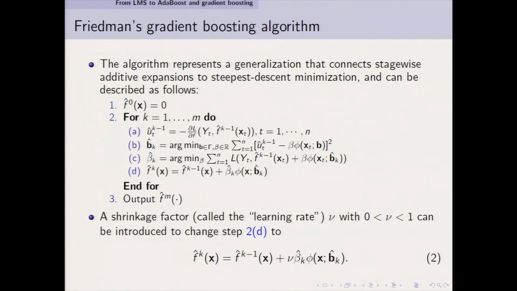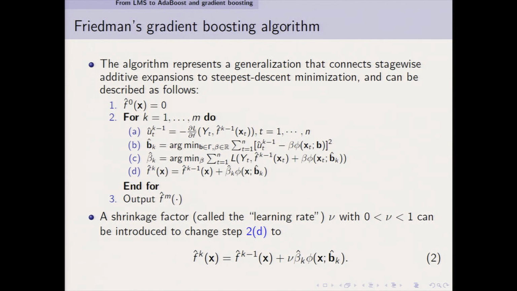And now here is Friedman's gradient boosting algorithm. The algorithm represents a generalization that connects stage-wise additive expansion to steepest descent minimization. So so-called boosting is that we start with a very simple expansion, and then we just add on. You boost by just adding more and more expansion.